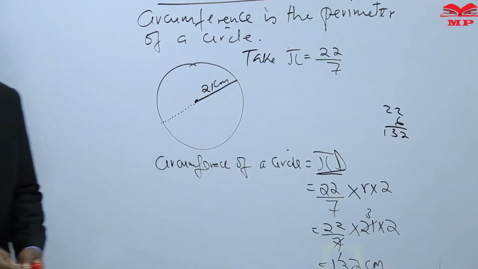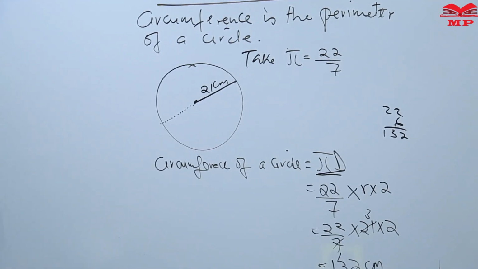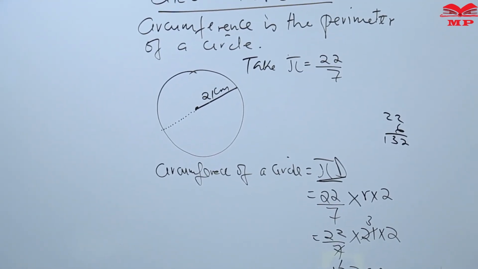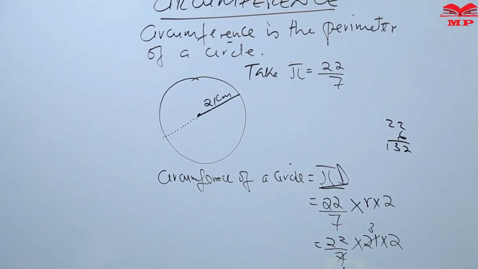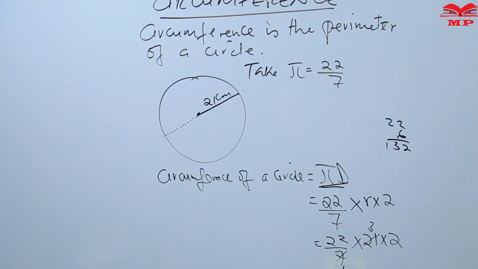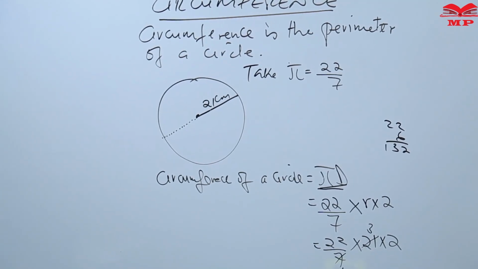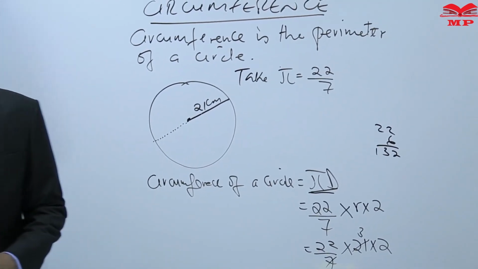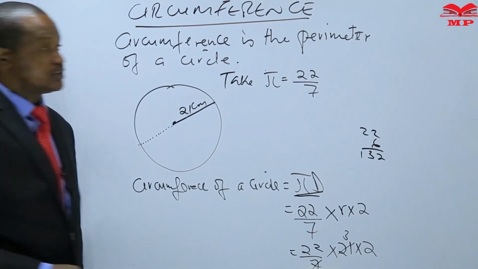So let's do the second question. What is the circumference of the following? So we have a circle, part B. The diameter is 1.4 centimeters.